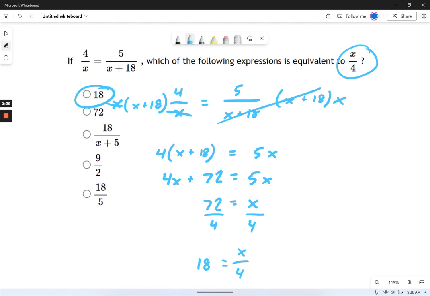Okay, so that's how we approach this problem. In this case, we had to find x before we could find x over 4.